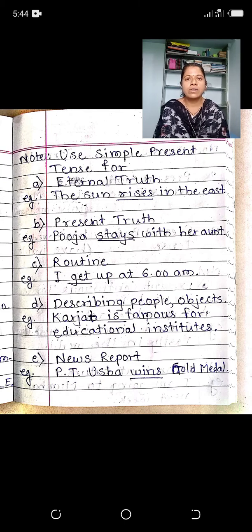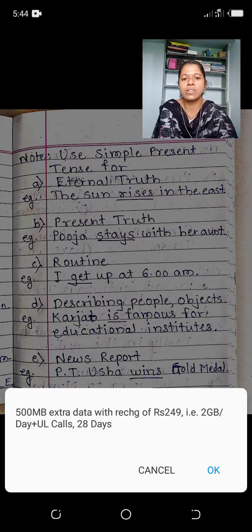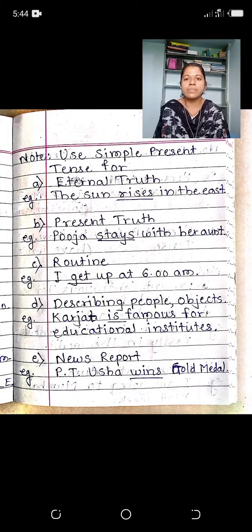Then secondly, you can use simple present tense for present truth. It means sometimes some situations are true at the present time, but they cannot be such in the future. For example, Pooja stays with her aunt. She does not live with her aunt forever. After some months or some years, she will go to live with her parents. So Pooja stays with her aunt, that is a present truth. Presently she is living with her aunt.